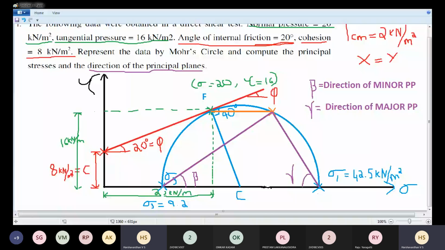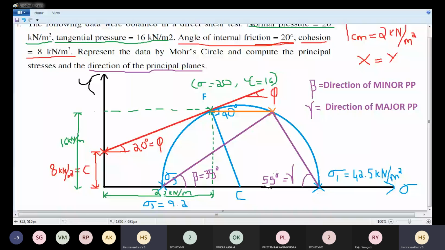Next, beta is the inclination of minor principal plane. Now this beta is equal to 35 degrees, and inclination of major principal plane is 55 degrees. So these are the answers.